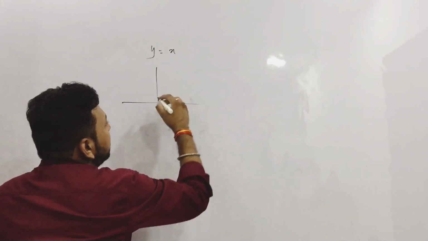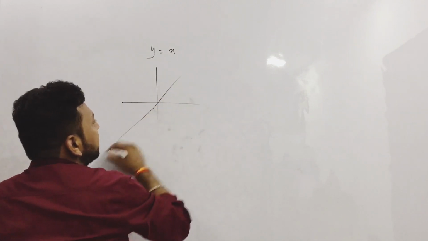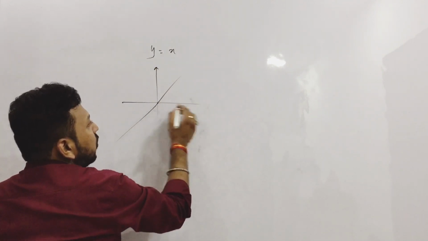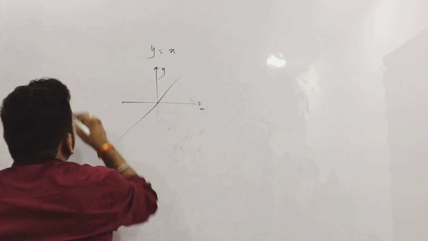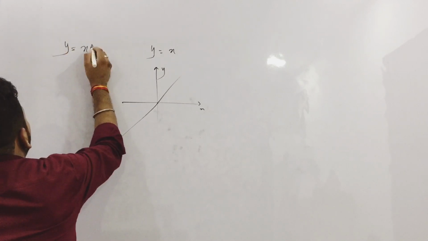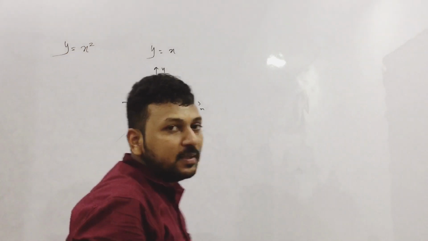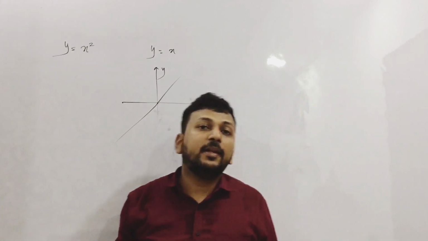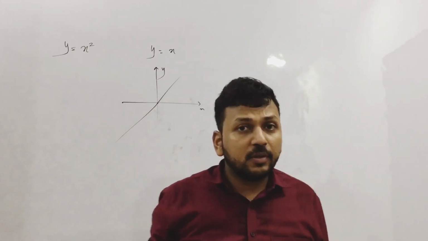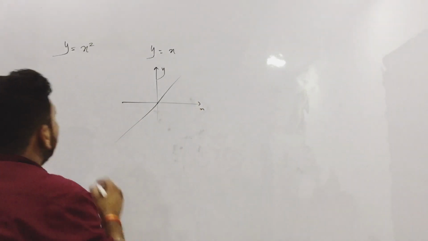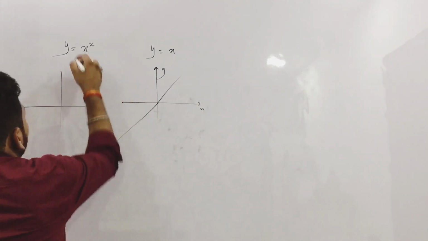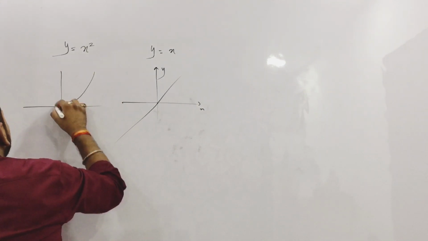So let us take y is equal to x. What is y is equal to x? This is a straight line, right? It is passing through 0, 0. Now take anything else, like y is equal to x square. If you change the power of x to anything else, like square, cube or a fraction, it will become a curvature. So the graph of y is equal to x square is like this.